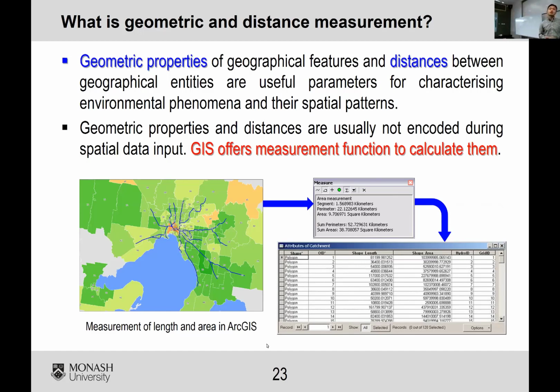But we don't really have properties such as the area or perimeter. But these properties are very important in many spatial analyses, so we want to measure or calculate the area parameters of these shapes. In ArcGIS, we can easily do that with a measurement tool or calculate these geometric properties using the attribute table.